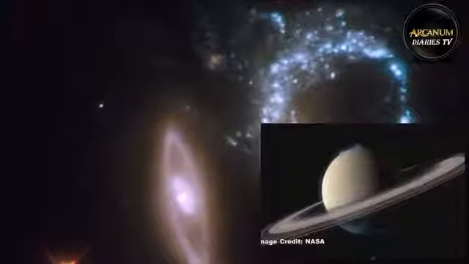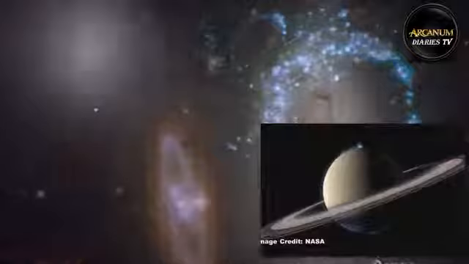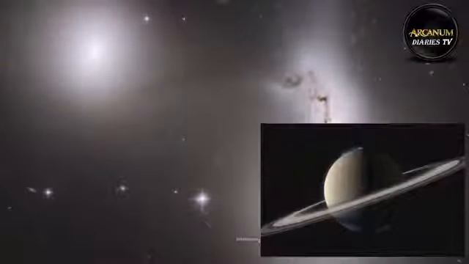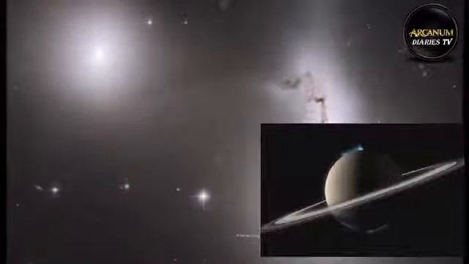Now we are going to take a look at how these bowl-shaped magnetic fields are responsible for what has been discovered in and around Saturn.